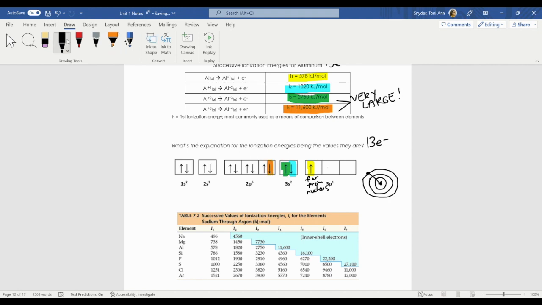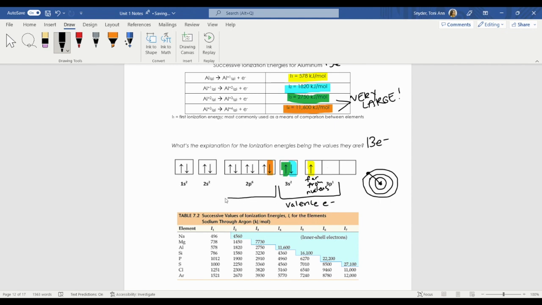But why is that fourth one so much higher? Well, how many valence electrons does aluminum have? Aluminum has 3 valence electrons. And look, here they are. 1, 2, 3. These correspond to your valence electrons.